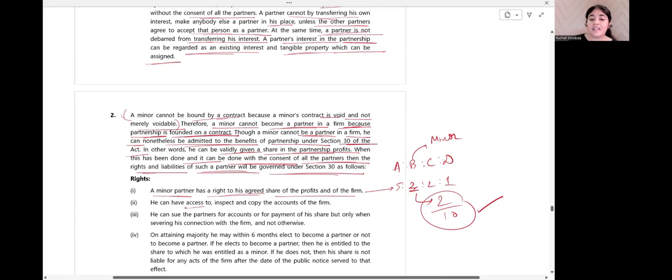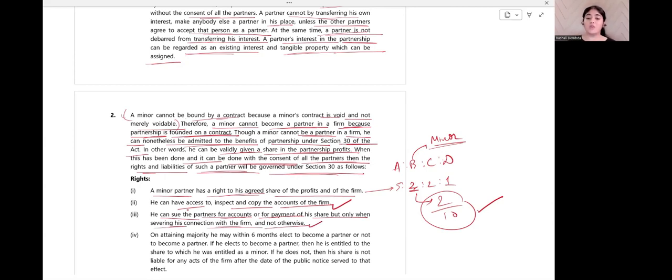He can have access to inspect and copy the accounts of the firm. So this minor can also be involved in checking the books of accounts, in taking copies of the books of accounts. He has that right. He can sue the partners for accounts or for payment of his share, but only when severing his connection with the firm and not otherwise.